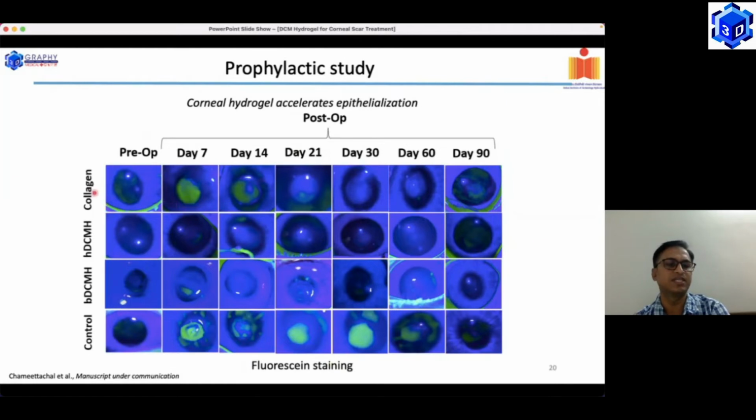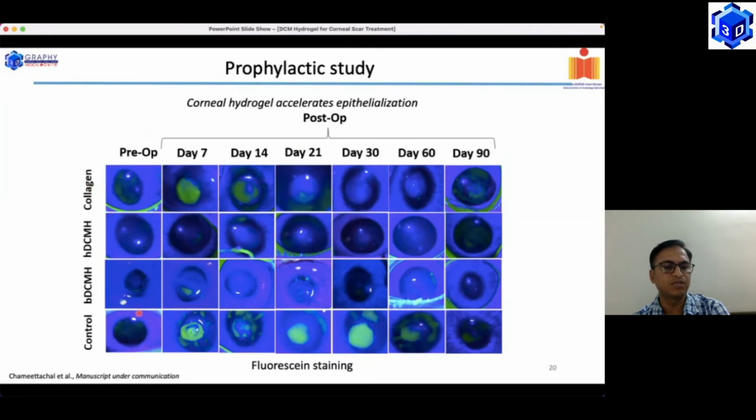We have studied 4 different groups: in our case, human cornea tissue matrix, bovine decellularized cornea matrix, a control, where we have not used any hydrogel, it is just a surgical replacement model, and also a standard material like collagen. And this is the pre-op.